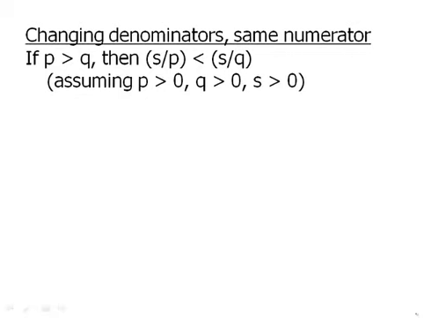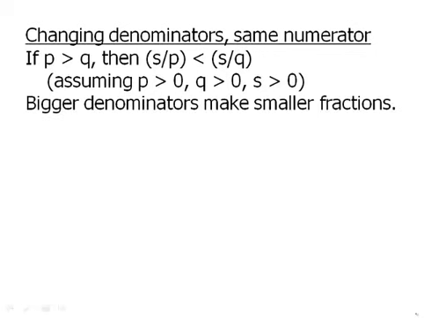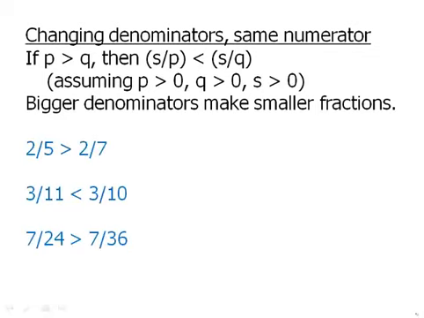And that's basically what's going on here. That's why making the denominator smaller makes the quotient, makes the fraction bigger. So bigger denominators make for smaller fractions. So for example, we know that 2/5 has to be bigger than 2/7. We know that 3/11 has to be smaller than 3/10, and we know that 7/24 has to be bigger than 7/36. These are examples of things you need to be able to see very quickly and be able to compare these fractions very efficiently.